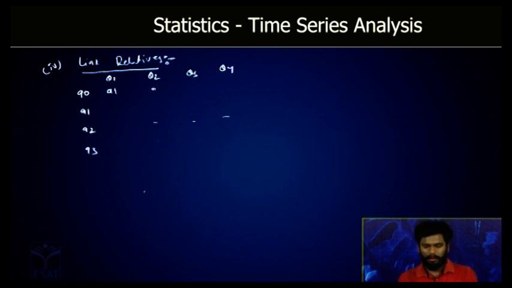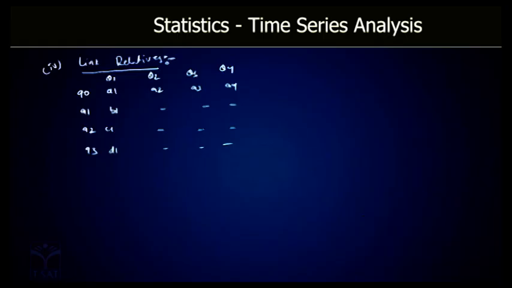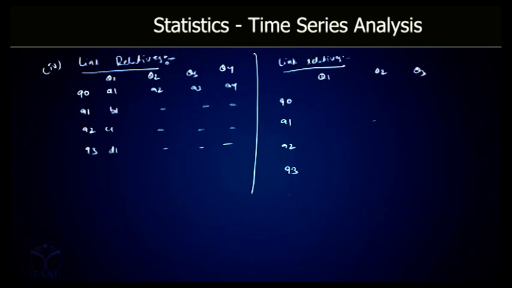Consider A1, A2, A3, A4, B1, so on, C1, so on, D1, so on. Okay. This is the data given. So how to find the seasonal indices using the link relatives method? We'll see now. So whenever the data is given like this, first we'll form a table, that is link relative table. Link relatives. We'll write the link relatives in this table. See here. 90, 91, 92, 93, Q1, Q2, Q3 and Q4.